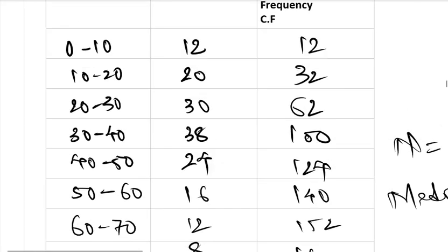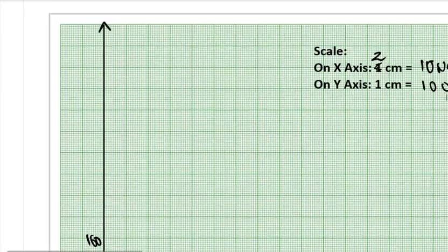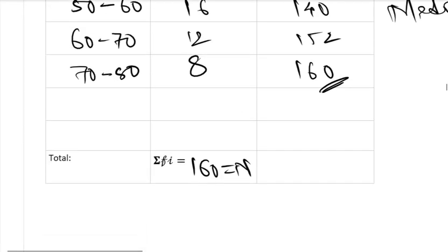Let's plot the next point. First one was 10, 12. The second one is 20, 32. See, this is the upper limit I'm plotting with the cumulative frequency. 10, 12 was the first thing. Now 20, 32. Then 30, 62. 20, 32. 20 is over here. 32: this is 30, 31 and 32.